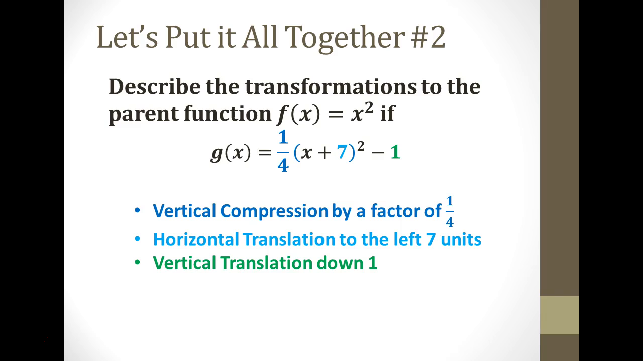And last, I have a minus 1. I'm subtracting 1 from the whole thing. That is a vertical translation down 1.